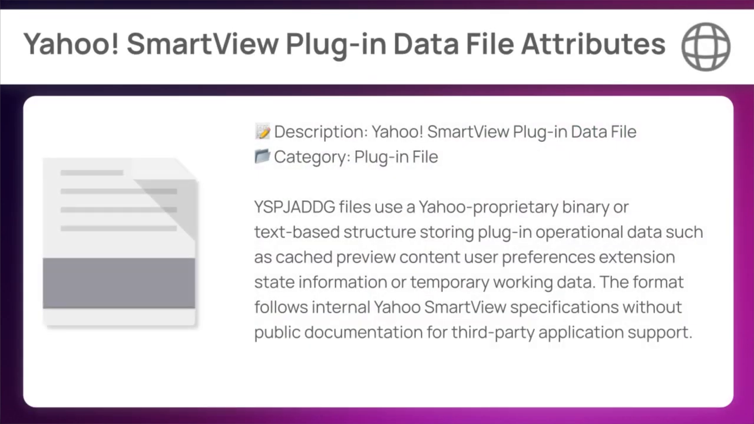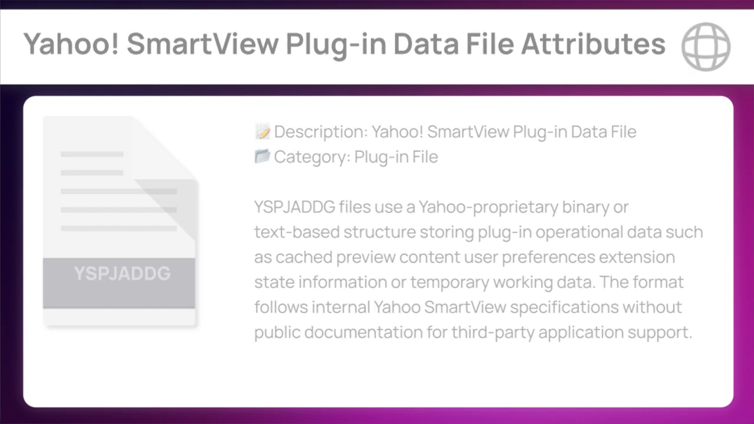YSPJADDG files use a Yahoo-proprietary binary or text-based structure storing plugin operational data, such as cached preview content, user preferences, extension state information, or temporary working data. The format follows internal Yahoo SmartView specifications without public documentation for third-party application support.